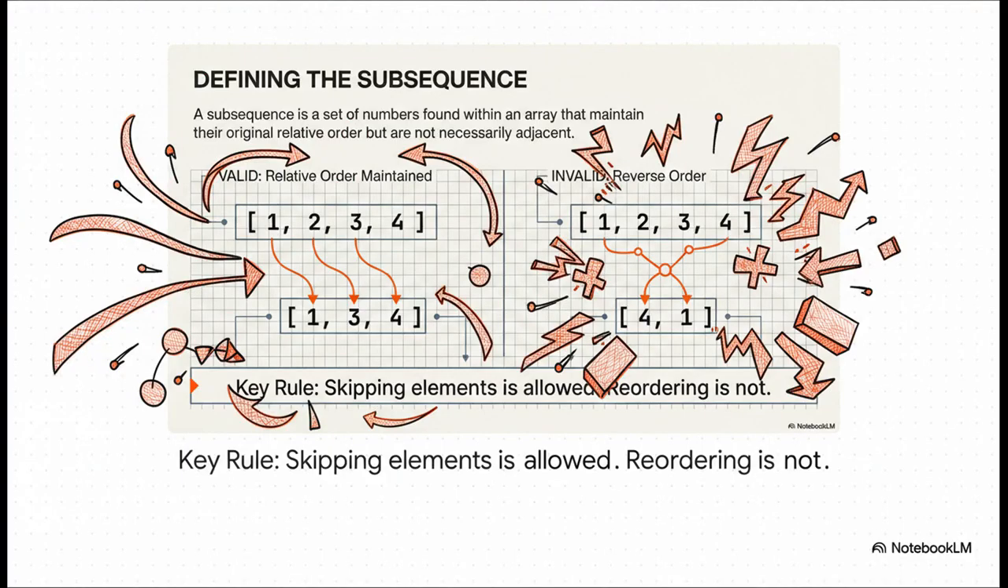And this slide lays out the one single rule you absolutely have to remember. On the left, we've got a valid subsequence. The sequence 1, 3, 4 is totally found inside 1, 2, 3, 4. All we did was skip over the number 2. That's perfectly legal. But on the right, that's a different story. Trying to find 4, 1 is a big no-no, because in the original array, the 4 comes after the 1. So here's the takeaway. Skipping elements is fine, but reordering them, absolutely forbidden.